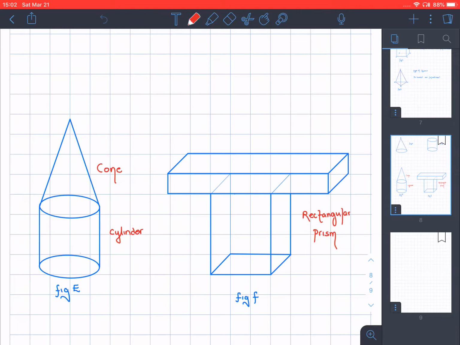The first one is figure E. We have a cone on top of a cylinder, and so that works, so it's a solid figure. And then we have the second one, which is a rectangular prism on top of another rectangular prism for figure F. That makes a big T.